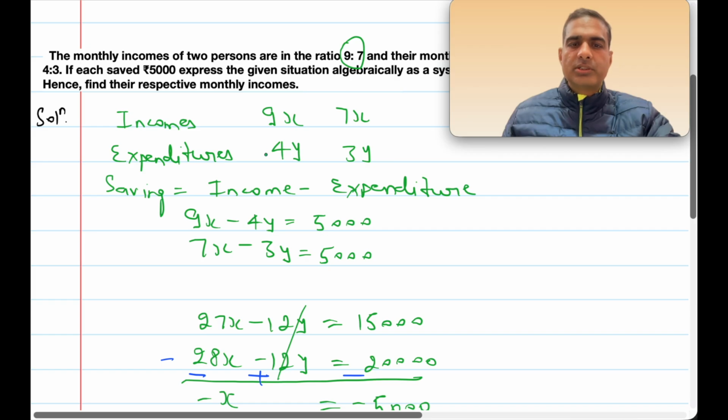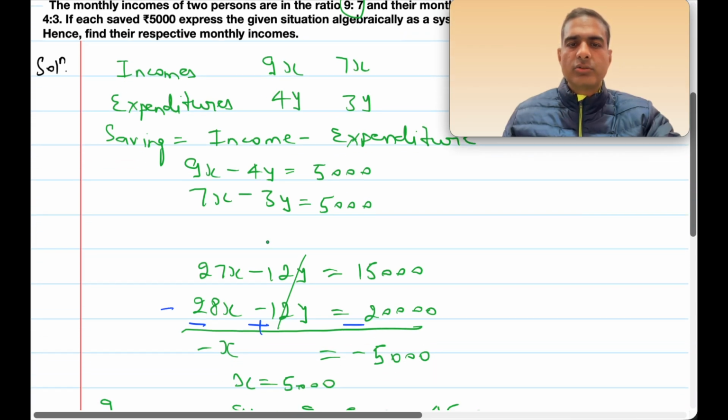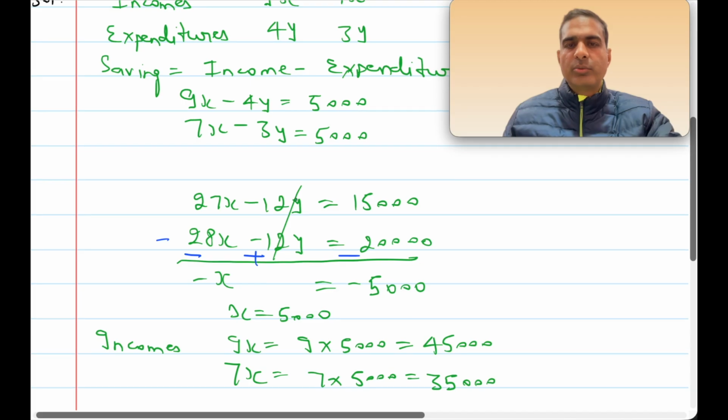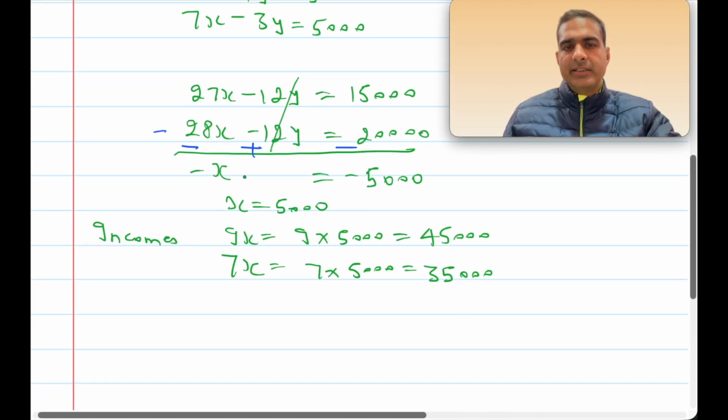We had to find the incomes of both the persons. Incomes were 9x and 7x, so we had to find only the value of x. We made the coefficient of y equal in both the equations by multiplying the first equation by 3 and the second equation by 4. In this way we got the value of x as 5,000. Incomes were 9x and 7x, so we substituted the value of x and got incomes as 45,000 and 35,000.